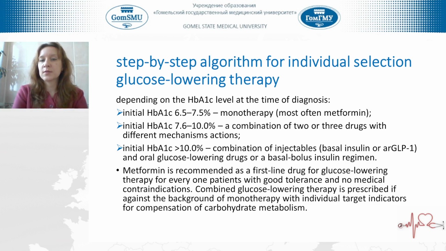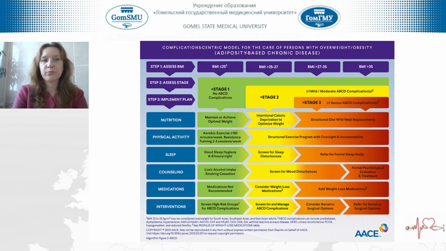Metformin is recommended as a first-line drug for glucose-lowering therapy for every patient with good tolerance and no medical contraindications. Combined glucose-lowering therapy is prescribed if, against the background of monotherapy, individual target indications for compensation of carbohydrate metabolism are not achieved.